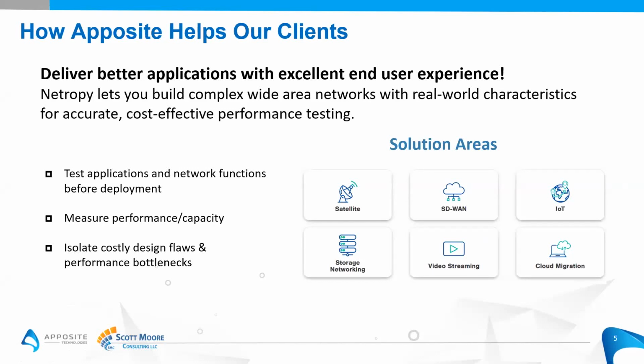So what Apposite really does is allow anyone who has a product that needs to run over a wide area network to test, deploy, and quality assure. And you can do this before you push it out to the real world. We can build complex networks with real world characteristics, deliver accurate and cost-effective performance tests. You can do your tests and deploy confidently, measure your performance, and understand any limitations you may have, and you can set reasonable SLAs. And also you can identify any design flaws or performance bottlenecks.